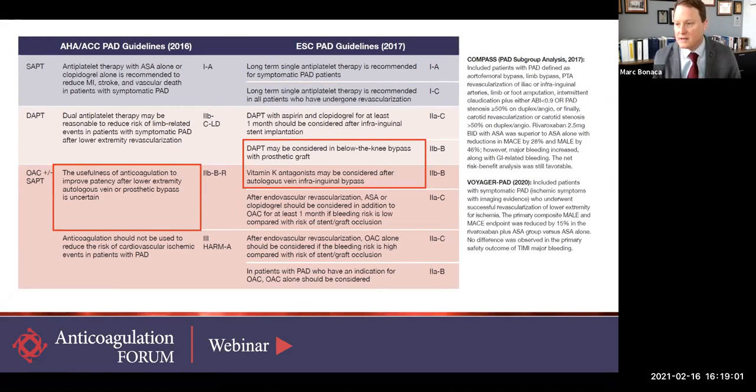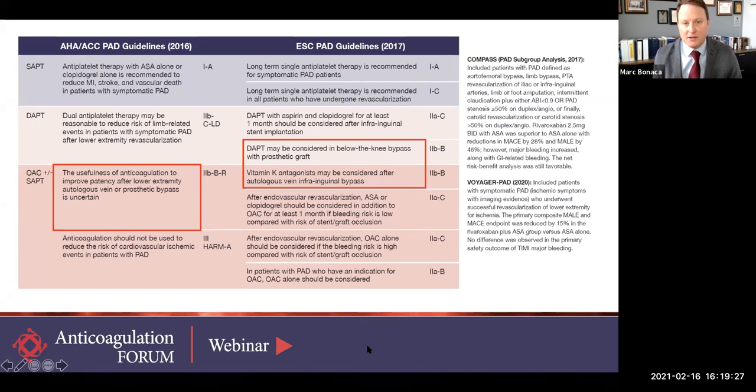And here you can see that COMPASS was published in 2017. This was a chronic PAD population. And there you can see patients that had real deal disease and generally polyvascular disease were enrolled, and there was a reduction, almost a 30% reduction in MACE, and a 40 or 50% reduction in major adverse limb events, including a significant reduction in amputation.